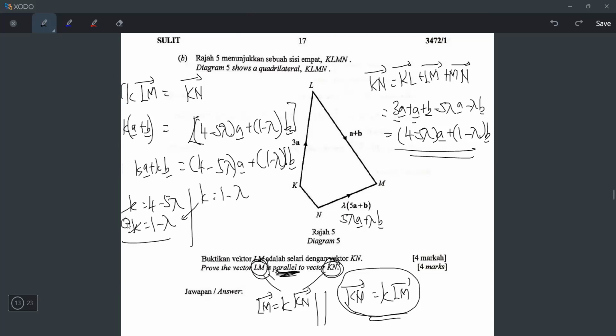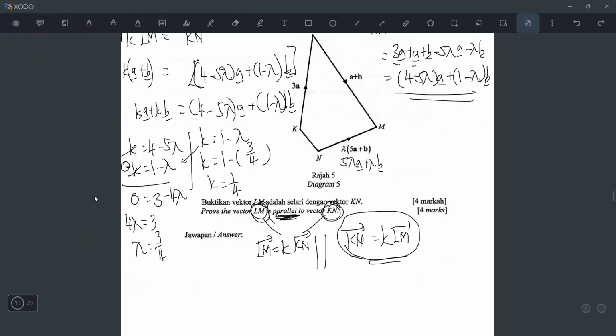So k minus k is 0, 4 minus 1, so 0, it goes to 3. Negative 5 minus minus 1 is negative 5 plus 1, which is negative 4 lambda. So I get 4 lambda equals 3, lambda equals 3 over 4. But I still have to continue by substituting this back inside so that I can get my k. 1 minus 3 over 4 is 1 over 4.